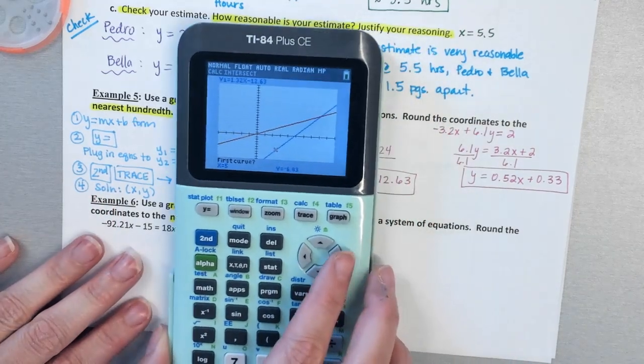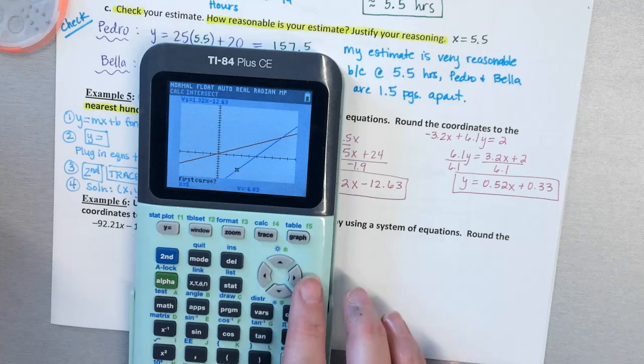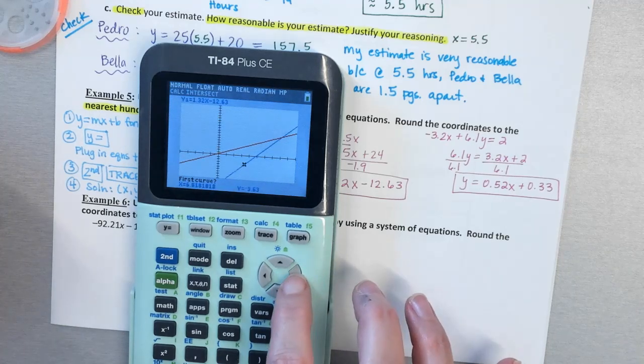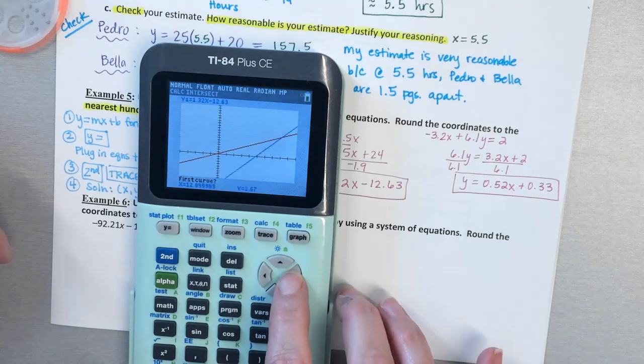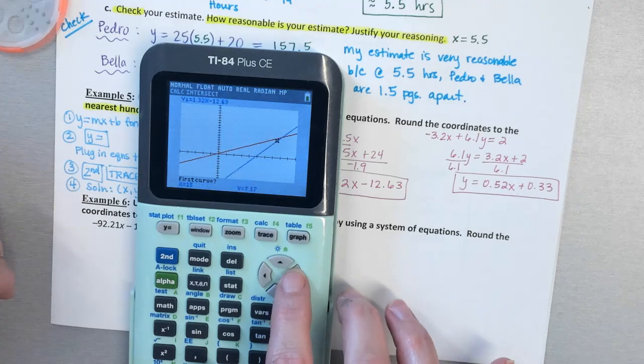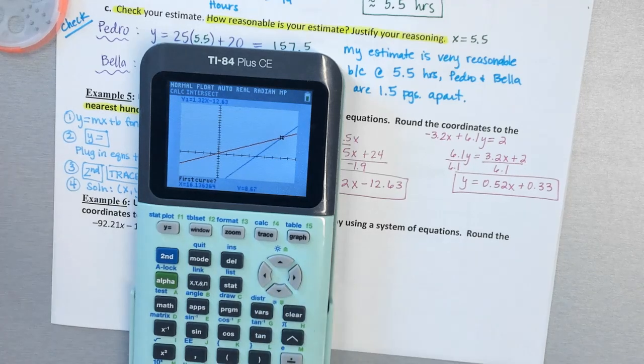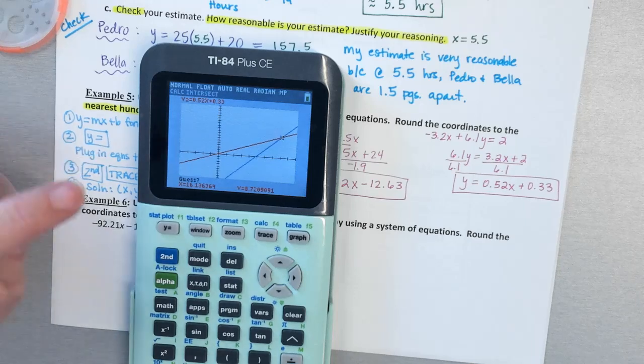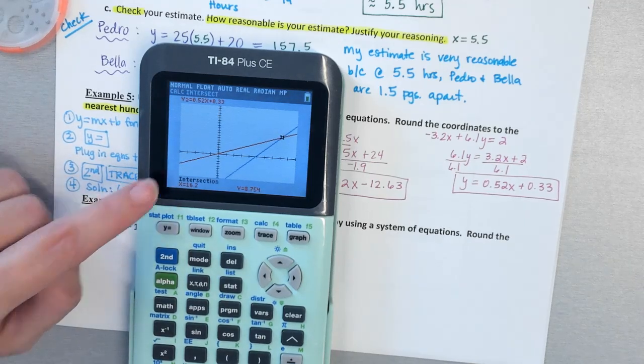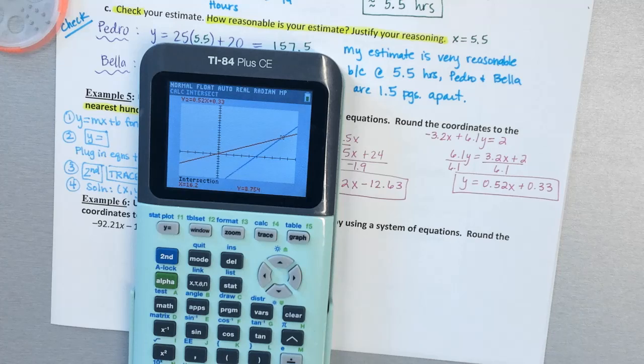Then it's going to ask you first curve. You're going to have to use your arrow. What it's really asking you is where is the intersection on the first line. So you're going to get as close as you can to where you think the intersect is, and you're going to press enter. Then it's going to ask you the same thing for the second curve. You're going to press enter again, and then it's going to ask you to guess. So you end up pressing enter 3 times, and then you should get something that says intersection on there.